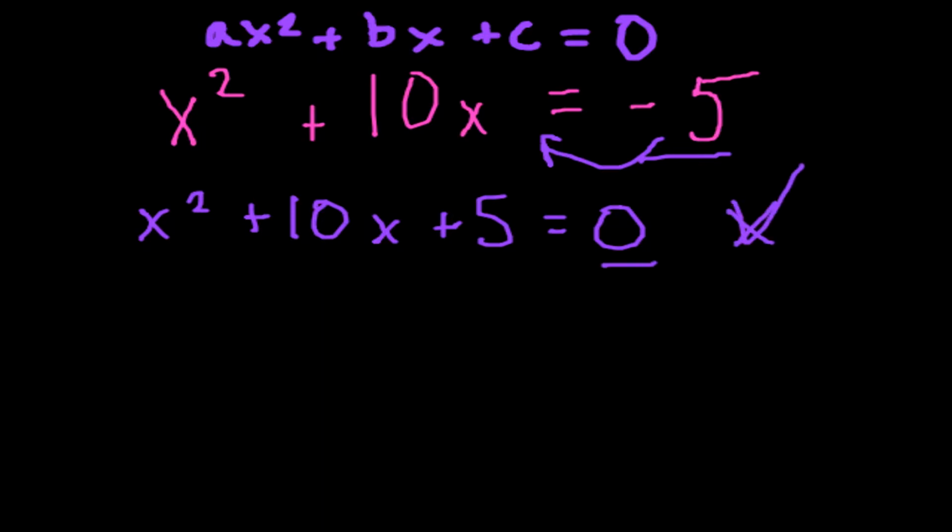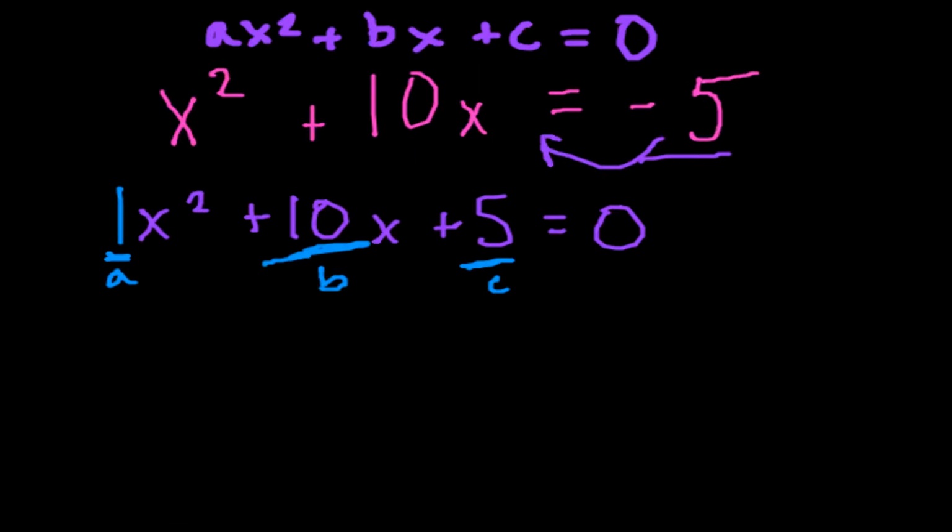Yes, it will if it's a 0. No, it won't if it's not. All right? So remember that. It has to equal 0. Now we decide on our a, our b, and our c terms, which in this case, a is 1x squared. B is positive 10, and c is positive 5.